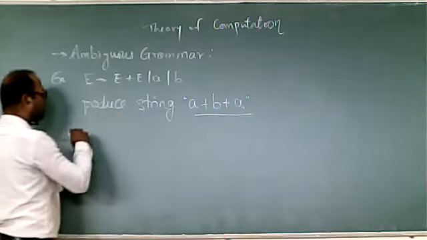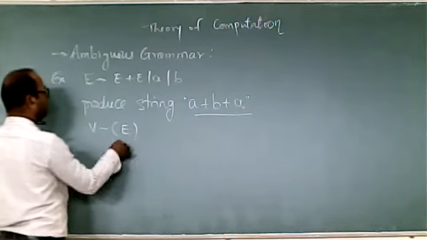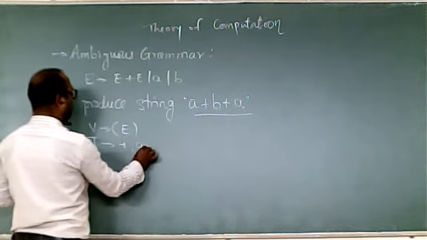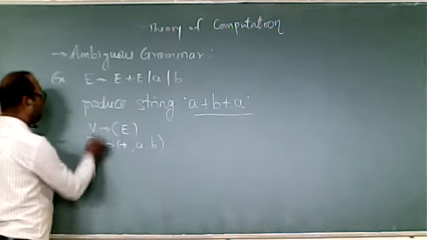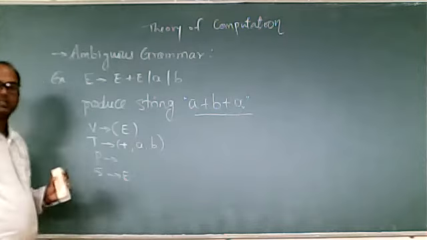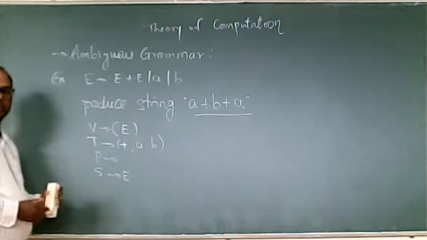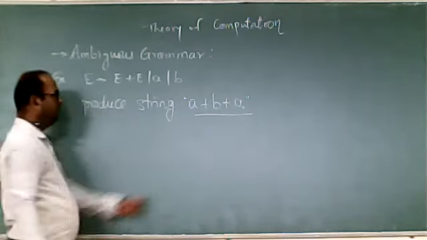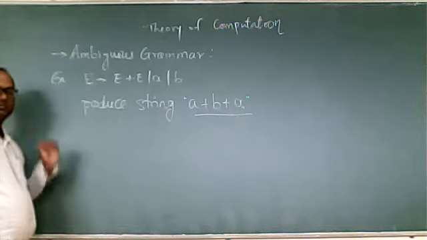So if the productions are given, what are the variables here? The variable is E. What are the terminals here? The terminals are the plus symbol, A and B. These are the three terminals. The productions are given, and the starting symbol is E. So this is what your grammar is, given in the form of productions. Now we have to generate this string A plus B plus A with the help of these productions.